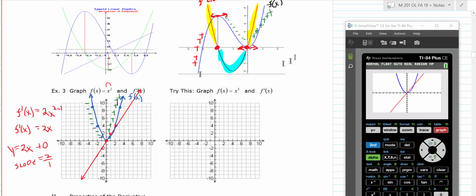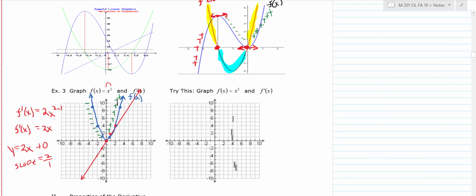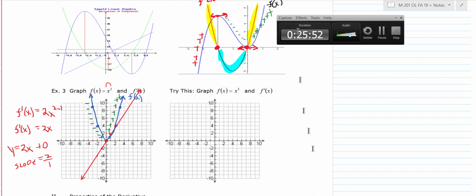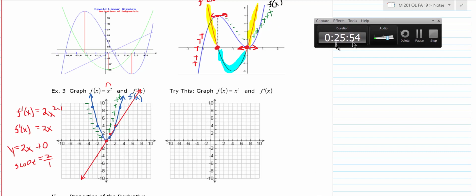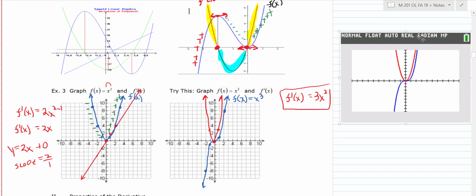Okay, so what I'm going to have you do is just kind of repeat what I did on this problem. It's almost the same thing. Use your calculator to help you make an accurate graph of x to the third, find the derivative, and then graph the derivative. You're welcome to use your calculator to do these graphs, but get an accurate graph. That's important. Okay, so this is what you should have done.